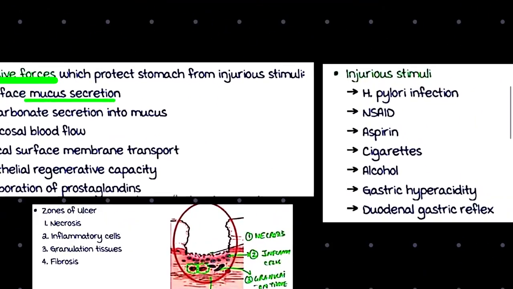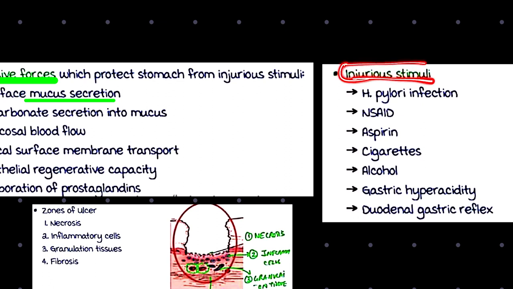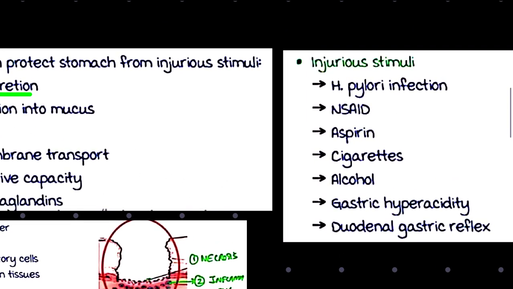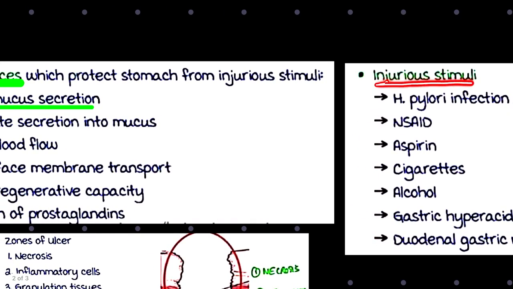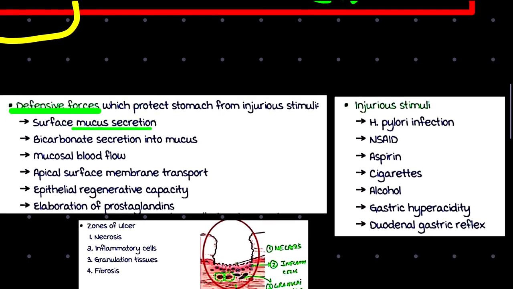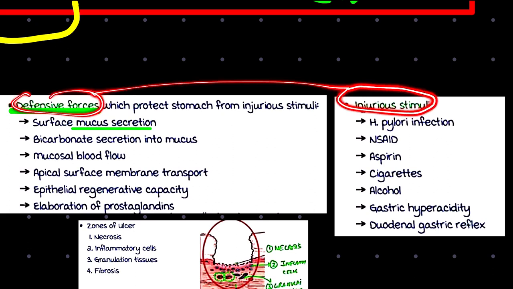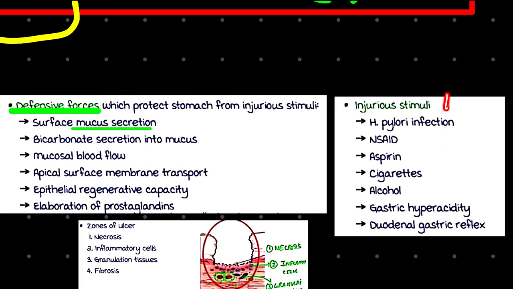Now what are the injurious stimuli? The injurious stimuli are infections such as H. pylori, NSAIDs, aspirin, cigarettes, alcohol, gastric hyperacidity, and duodenal-gastric reflux. These are trying to cause injury to our stomach. These injurious stimuli are counter-attacked by our defensive forces. That is why a favorable environment is maintained in our stomach. If there are high injurious stimuli, what will happen?